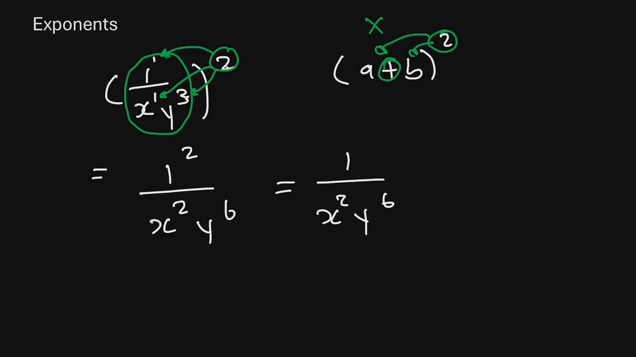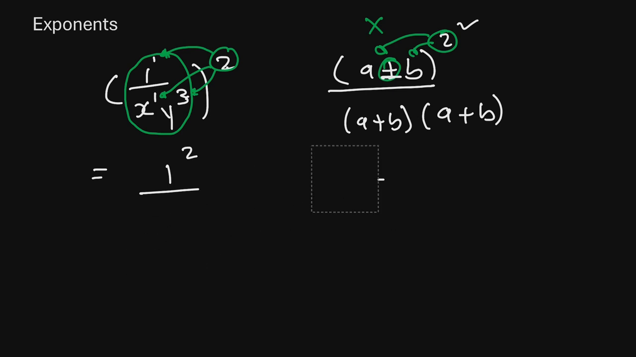But in this case, if you have a plus or minus, remember this exponent of 2 means that this thing will multiply itself 2 times. So therefore, you are going to have (a plus b) multiplied by (a plus b). So this happens if you have a plus or a minus between the terms inside the brackets.